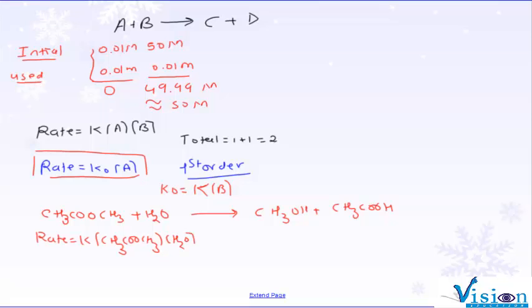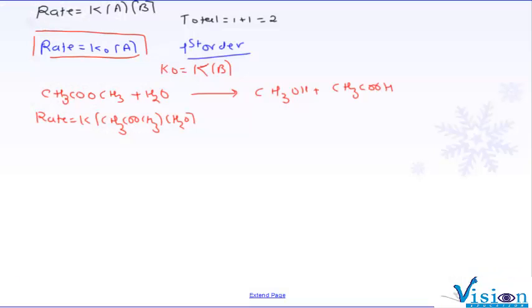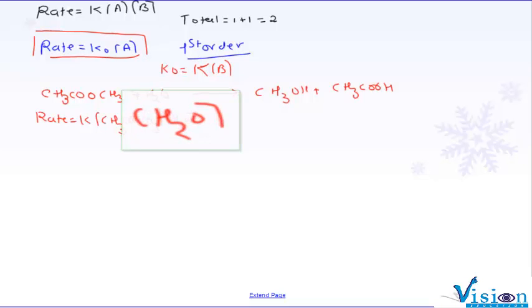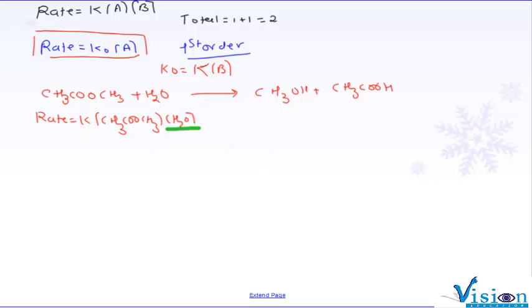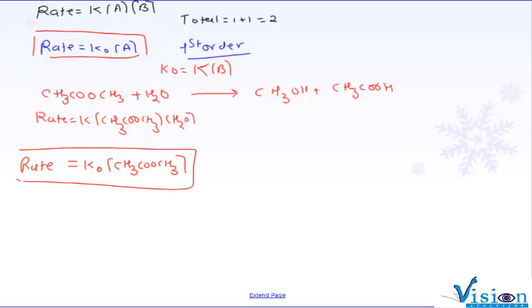It is first order with respect to both. Now what is the total order of the reaction here? The total order is supposed to be second. However, we also know that throughout the reaction the concentration of water remains constant. If the concentration of water remains constant, and k is also constant, can I combine these two and get a new constant k0, where k0 equals the concentration of H2O into the rate constant? Am I right? Are you following this? So this is the way we get it. That's why it's known as a pseudo first order reaction.